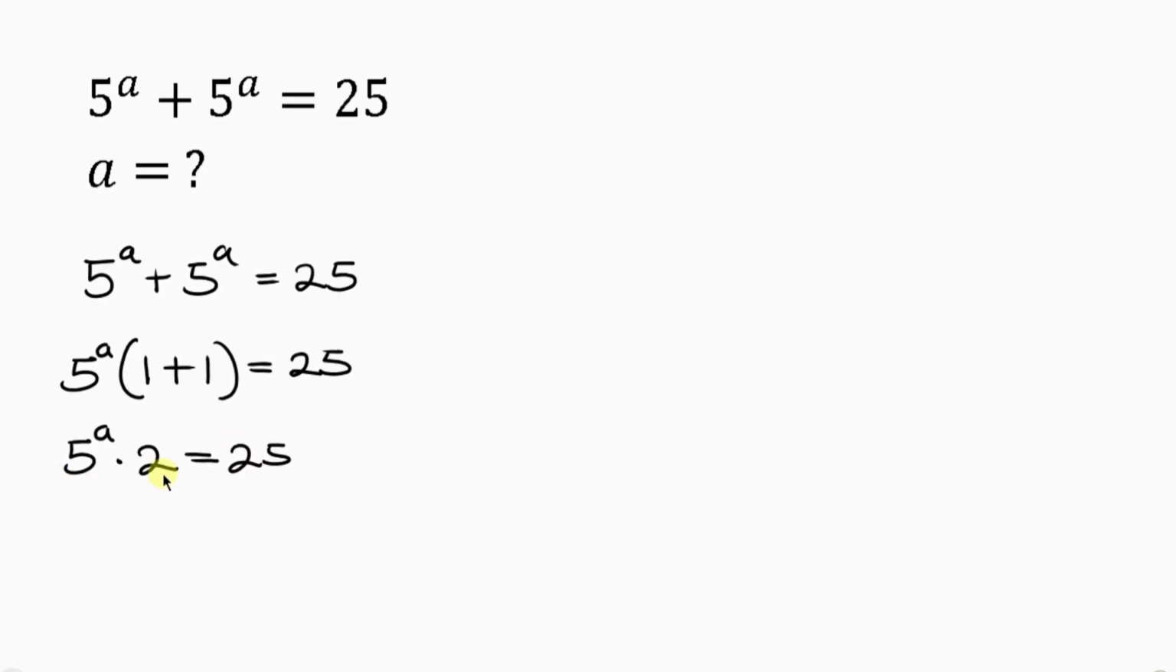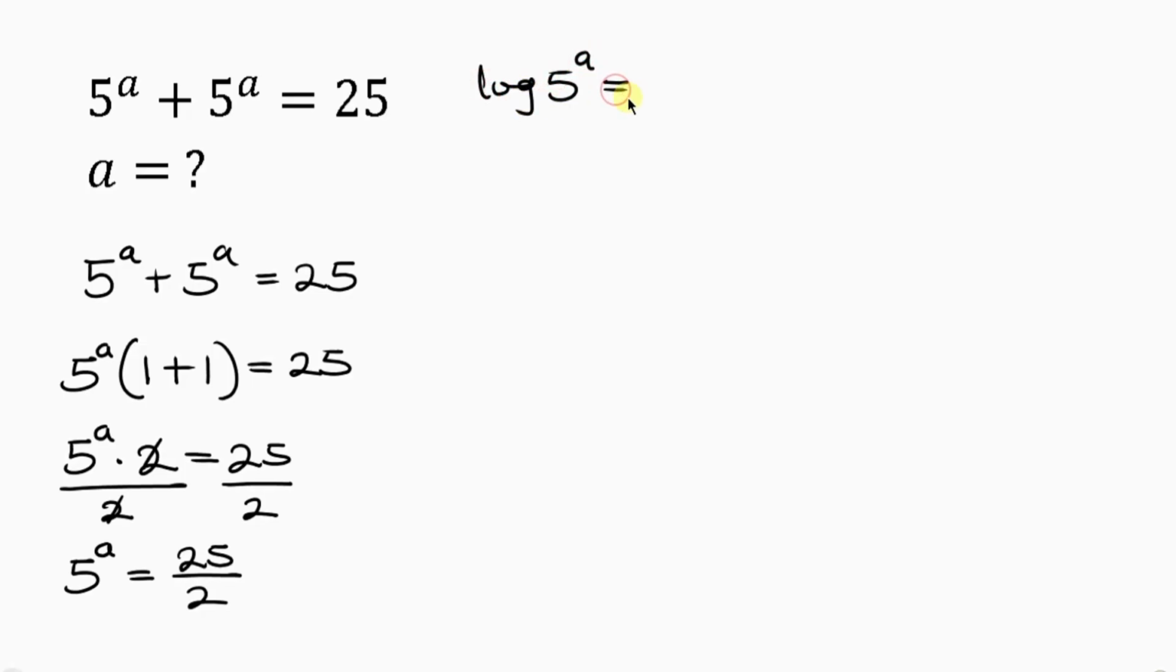So we can divide both sides by 2. So I divide the left hand side by 2 and divide the right hand side by 2. Now see that these 2 cancel out, leaving behind 5 to the power of a to be equal to 25 all over 2. Now our next step will be for us to take the log of both sides. So I'll take the log of the left, which is log 5 to the power of a, equal to, I'll also take the log of the right hand side, which is going to be log of 25 all over 2.